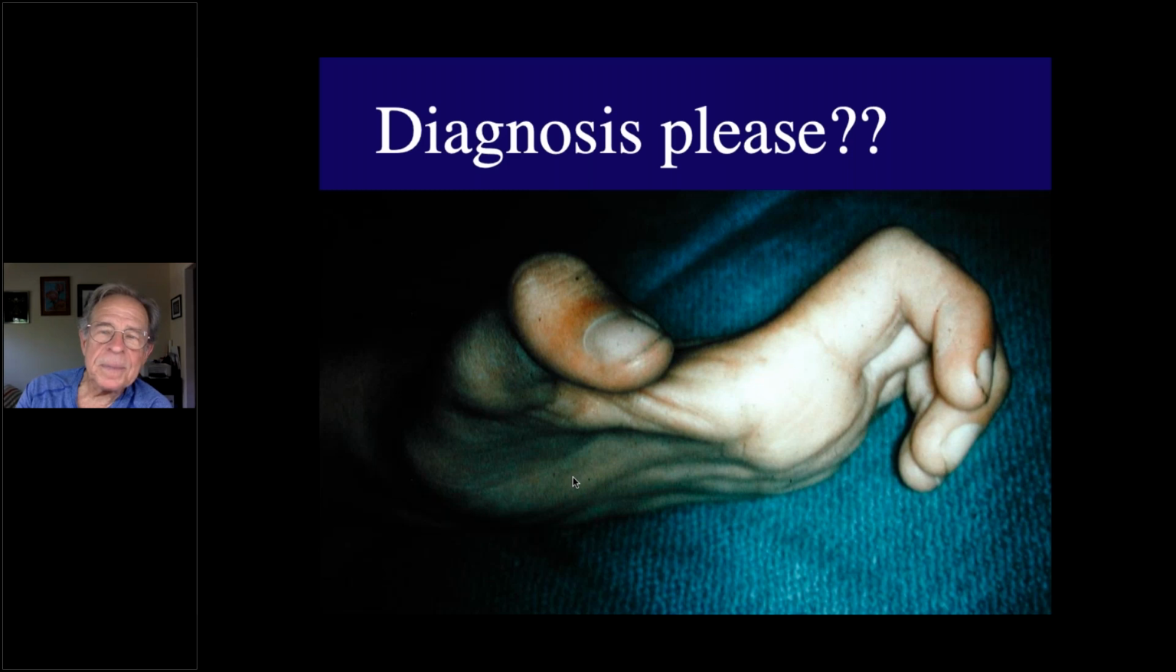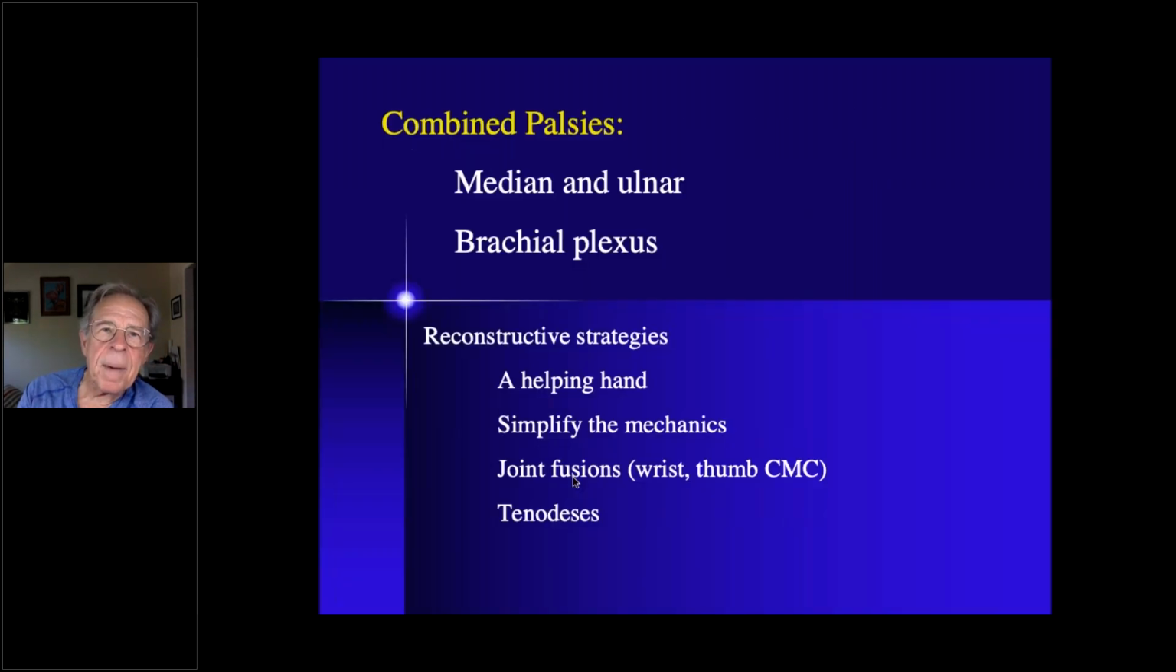Very good. Exactly. You can see he has MP joint hyperextension of all the digits, and he has this flat palm, as you see here. And you can make out sort of the atrophy of the ulnar muscles.